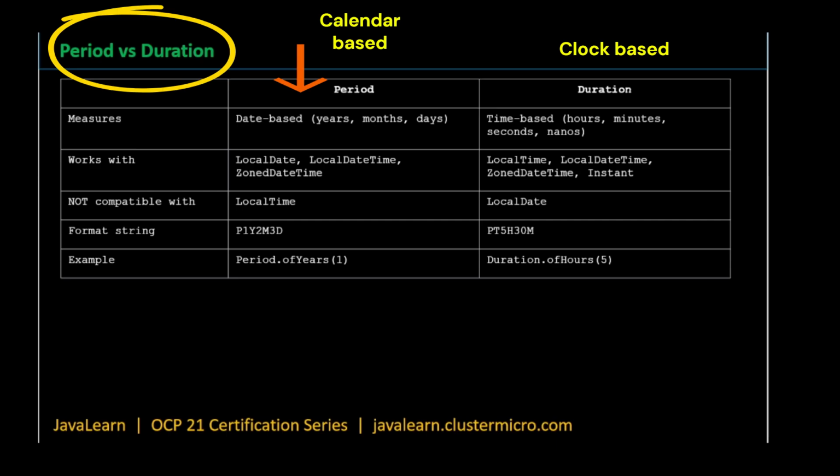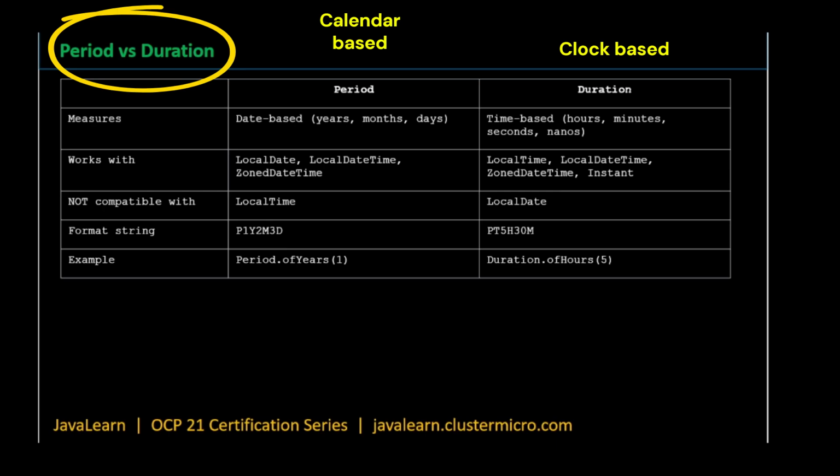And Duration is time based. It measures time in hours, minutes, seconds and nanoseconds. So it lives in the world of the clock. They are not interchangeable, they cannot be mixed. And as we will see in the code slide, trying to use the wrong one causes a compiler error. So let me walk through the table row by row.